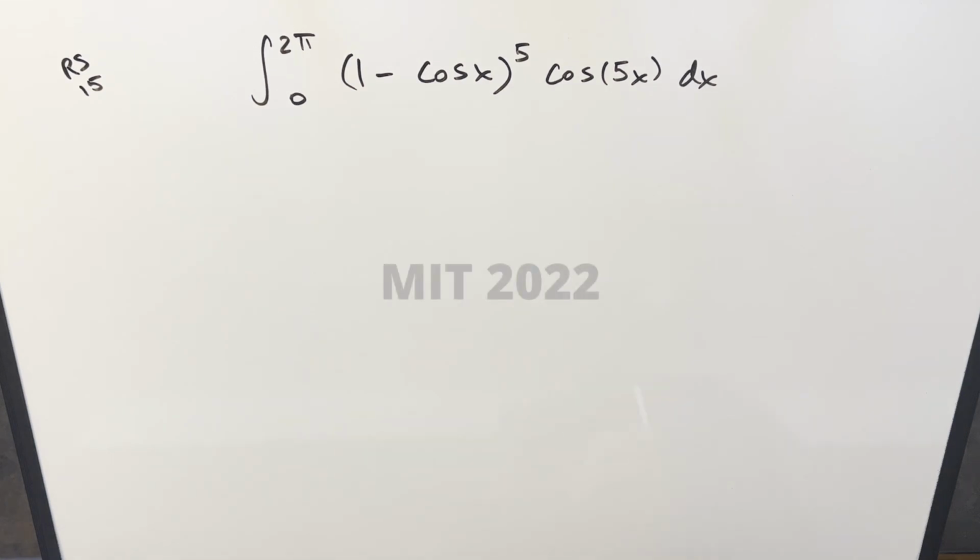Okay, we have here today another integral from the MIT Integration Bee 2022, regular season number 15. We have the integral from 0 to 2 pi of (1 minus cosine x) to the fifth times cosine 5x dx. This will be kind of an alternative method video.